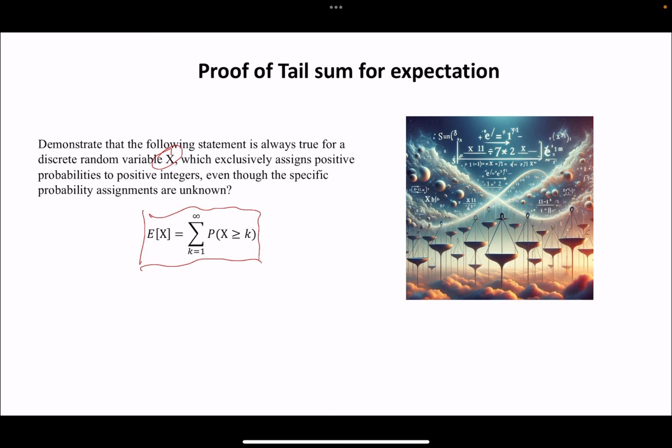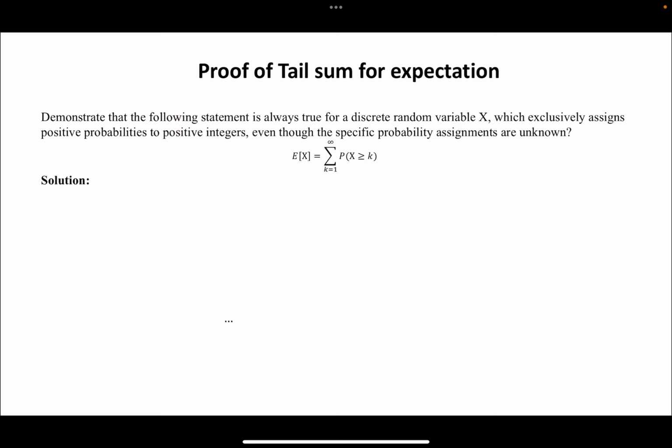Whenever we want to prove an equality, we can always think about whether we want to start from the left-hand side or the right-hand side. Since we have already learned that the expectation of X is equal to the sum of x times p(x), it may be easier for us to start manipulating from the left-hand side by applying what we have already learned, and to see whether we can reach the right-hand side of the equality. So let's see how to do it.